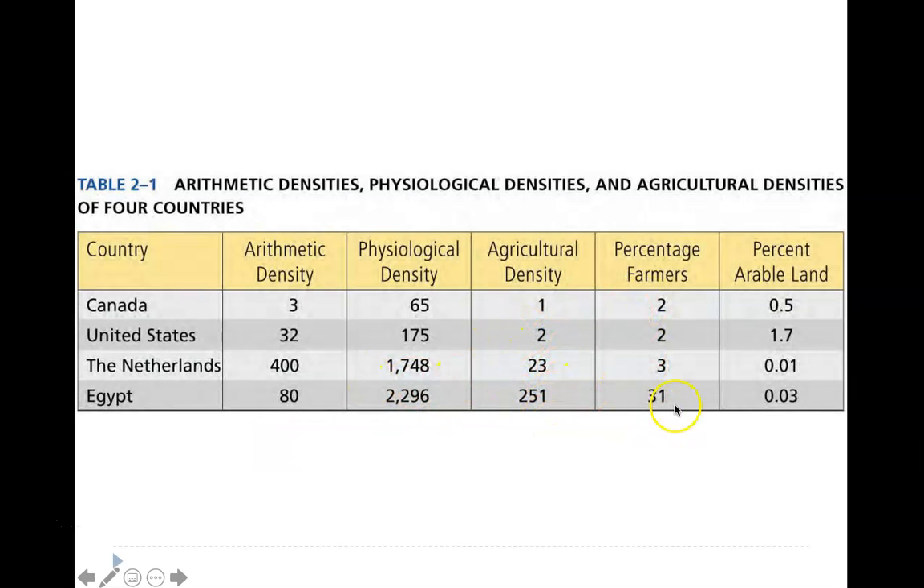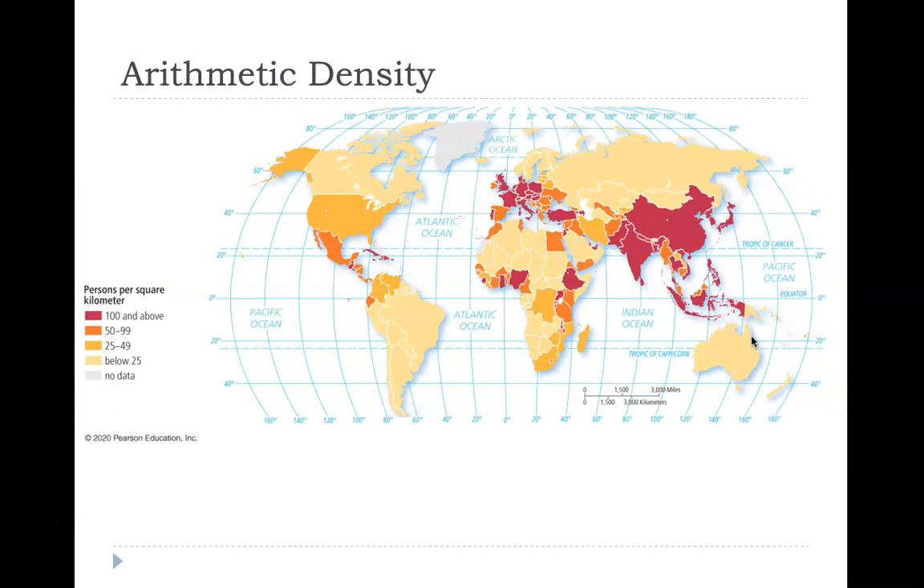You look at your percentage of farmers and your percentage of arable land, only 0.003% of the land in Egypt is arable. So that puts incredible pressure, compared to the United States, where 2% of the land is arable, and that's a lot. Doesn't seem like a lot, but that is a ton. Compare that to the Dutch and the Canadians, right? And we have an embarrassment of riches when it comes to arable land.